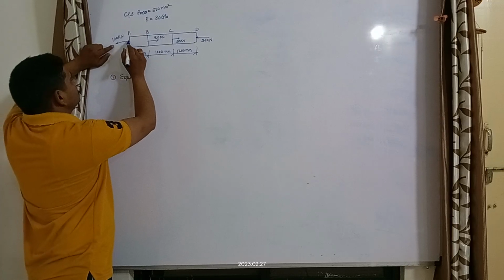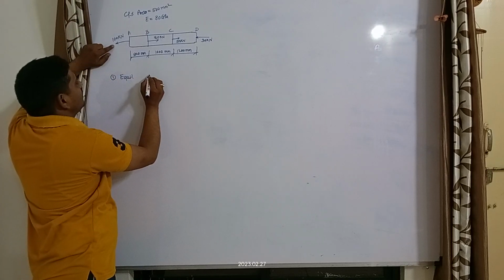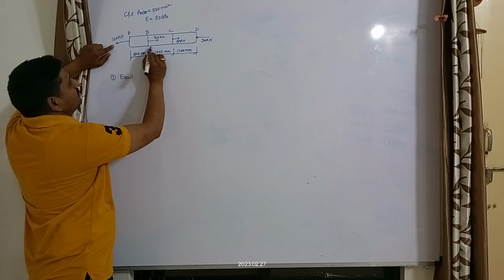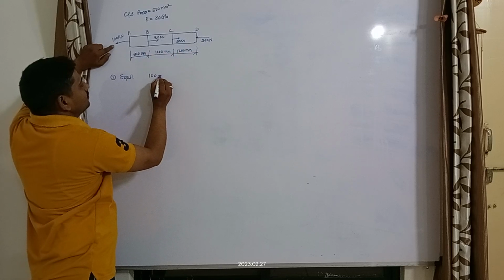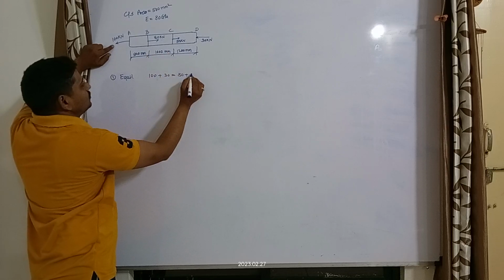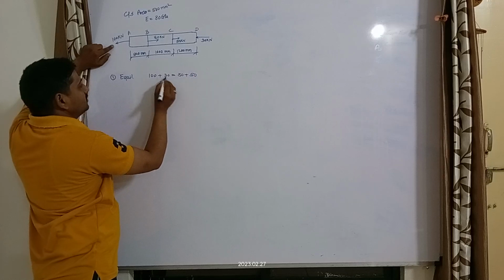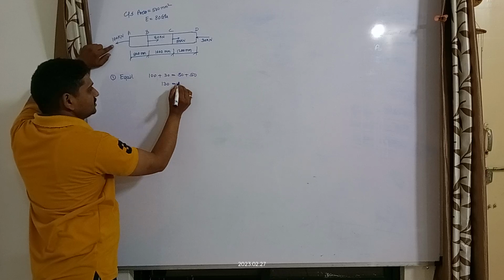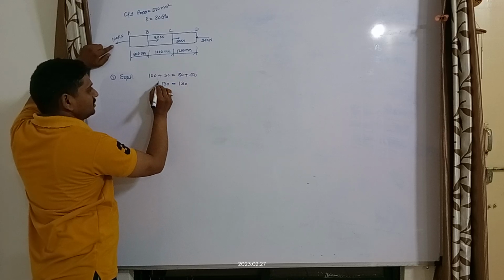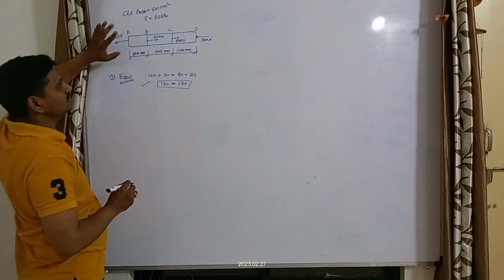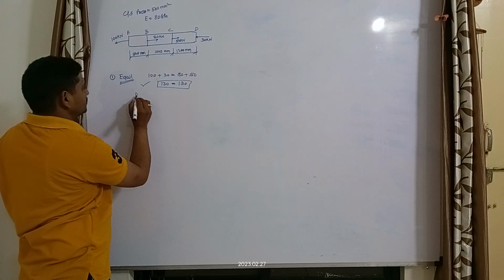Now this force is going towards left, 100. This force also going towards left is equal to this going towards right plus this also going towards right. The summation of this is 130 and the summation of this is also 130, which means this is in equilibrium, and we can solve this example by using the principle of superposition.